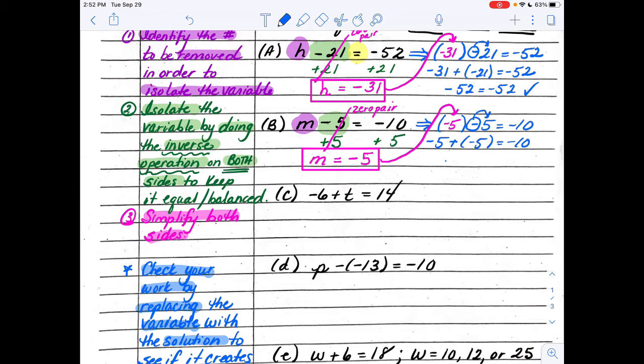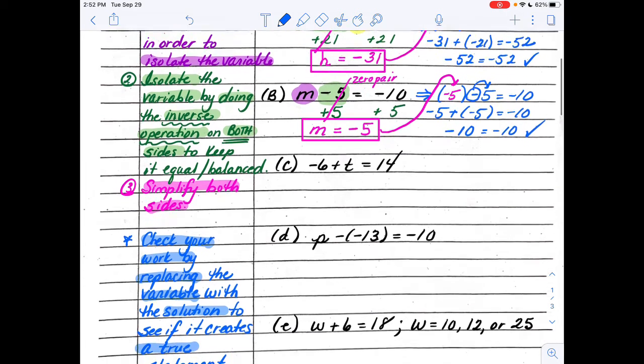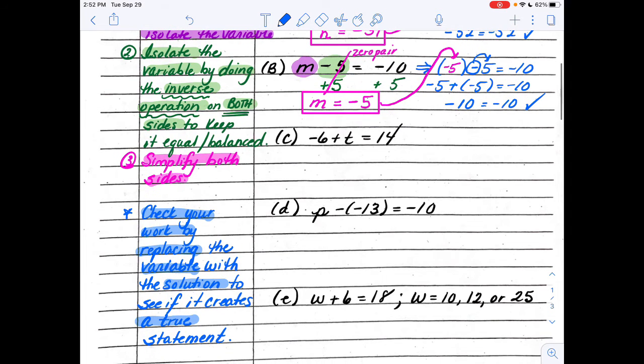Well, more negatives than positives. They're definitely negative. They're on the same side, so we add, and we get negative 10. Negative 10 is equal to negative 10. That is true. I know I got it correct. Now let's go ahead and continue to look at the next problem here.